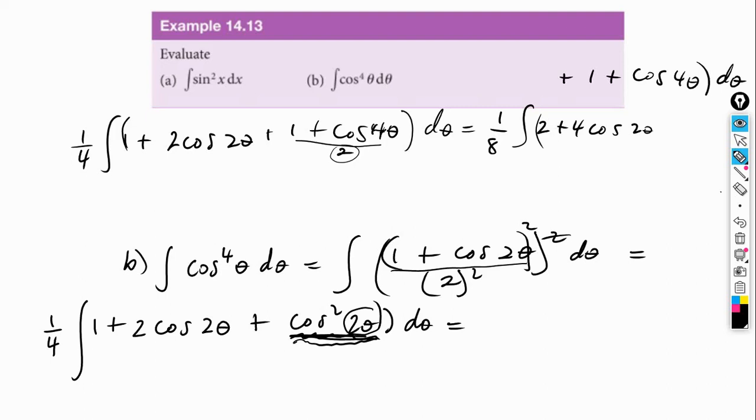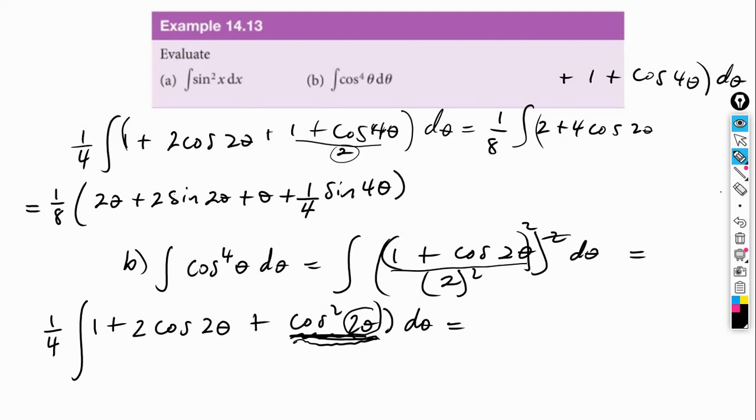And then this, we're going to get that this is equal to 1/8 times 2 theta plus sine of 2 theta plus theta, which is the integral of 1, plus, and here we can write 1/4 sine of 4 theta. And let's not forget plus c.